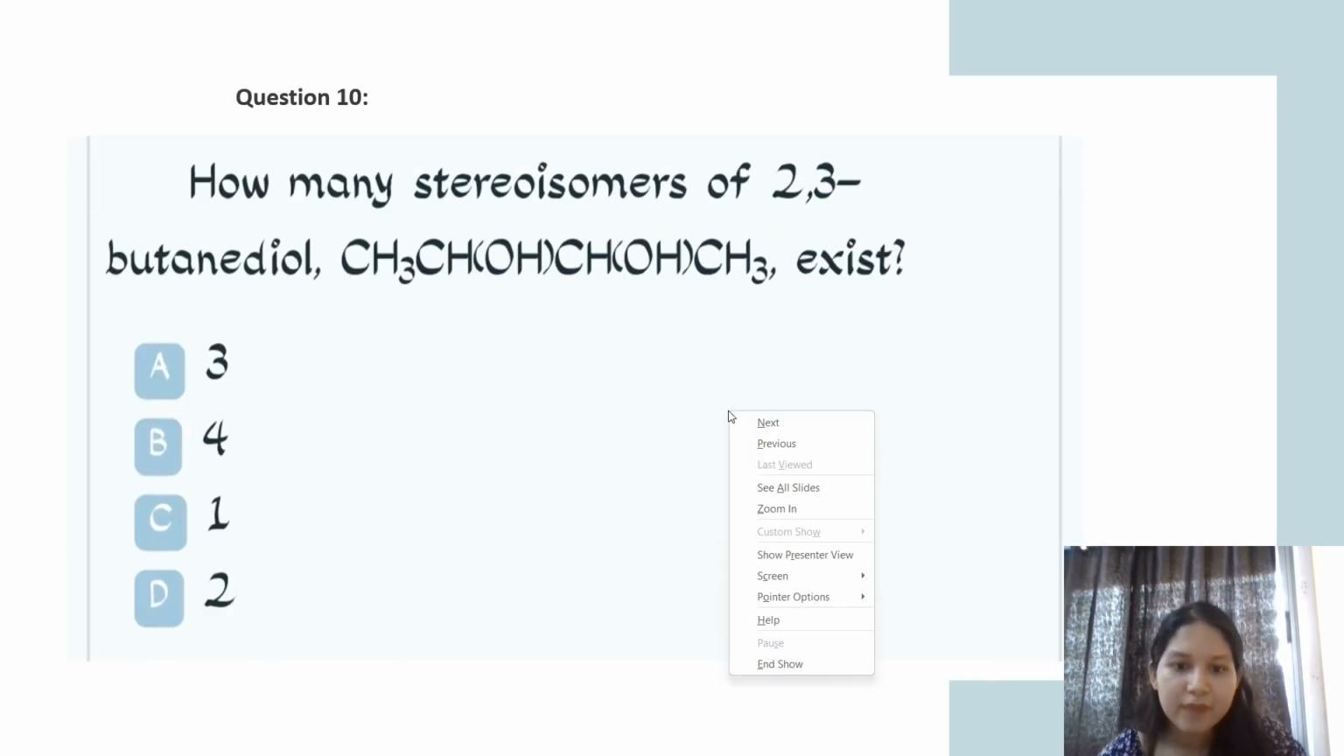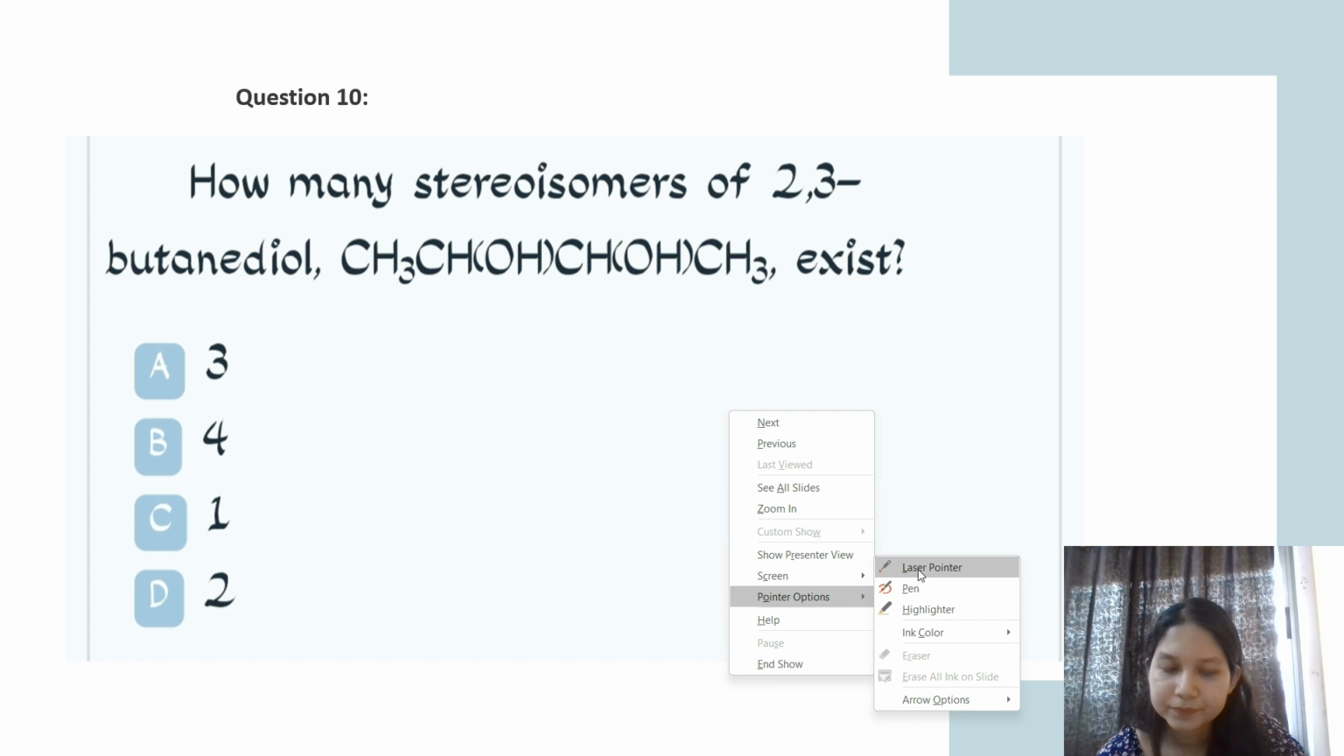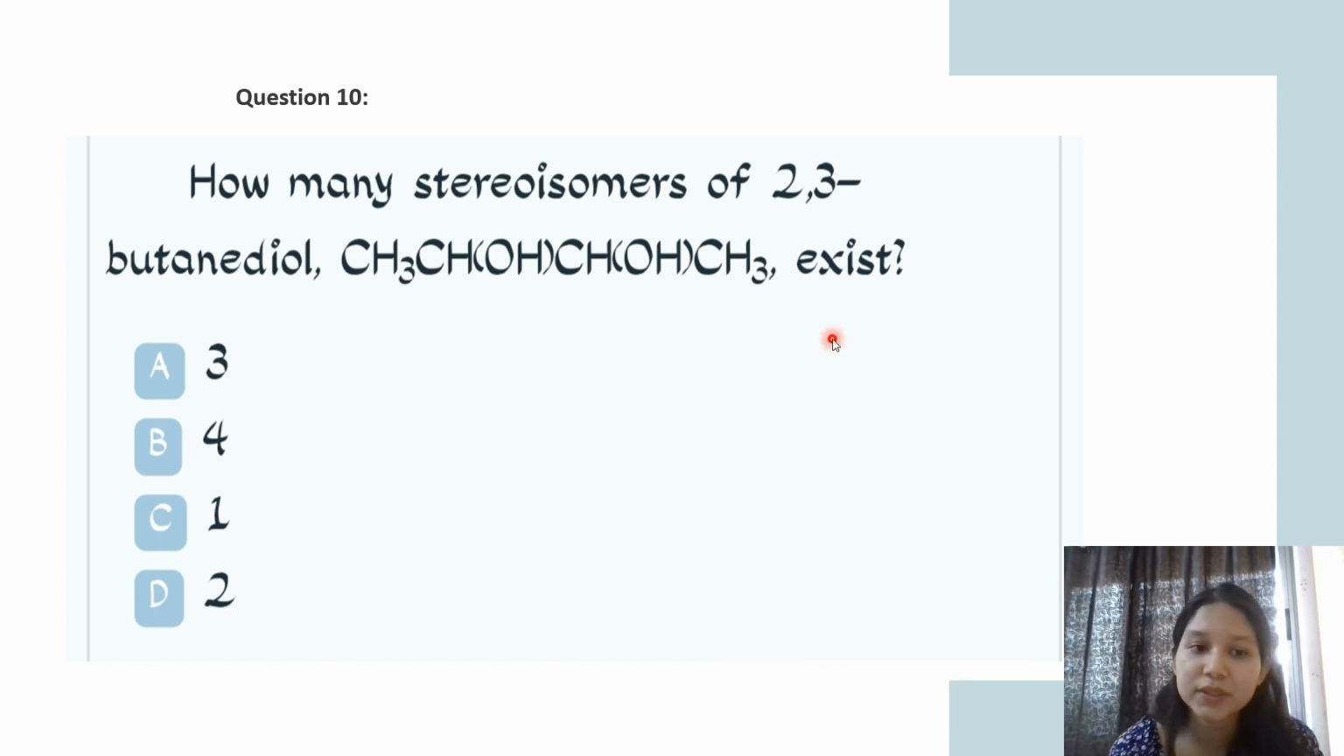So next we have question number 10. How many stereoisomers of 2,3-butanediol exist? You are given the formula of 2,3-butanediol. You have to identify how many stereoisomers of 2,3-butanediol are possible from its stereogenic centers. The answer will have to be solved in a similar way to what we did for question number 3 in the case of tartaric acid.